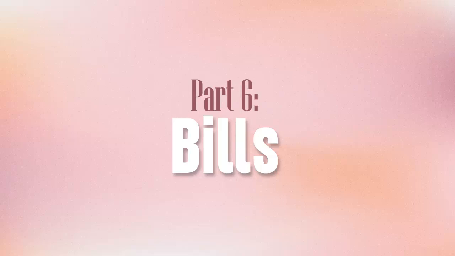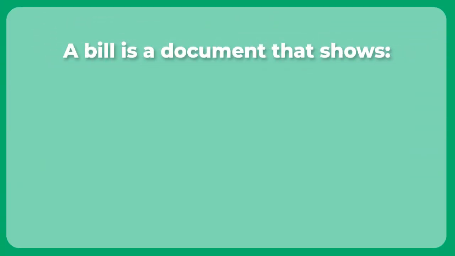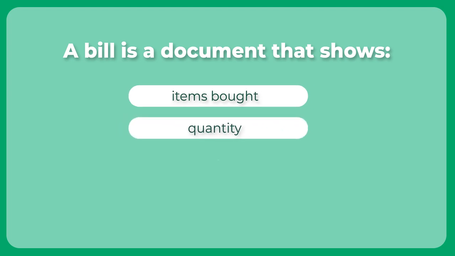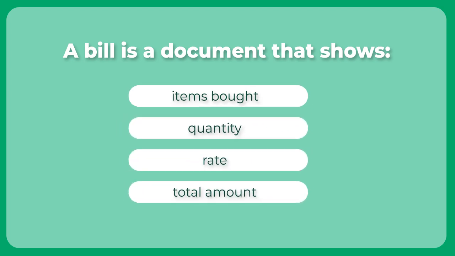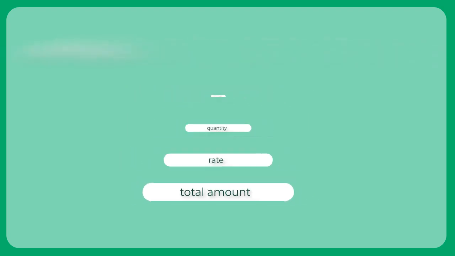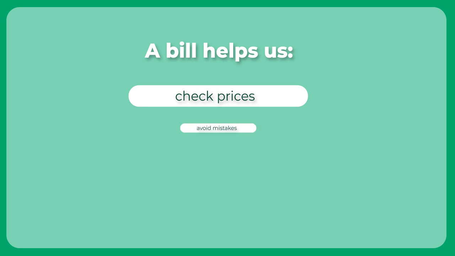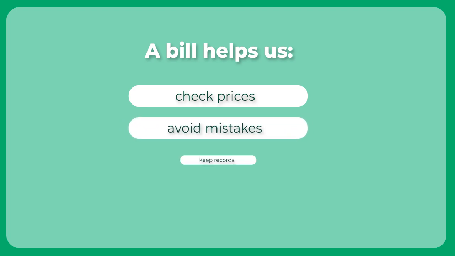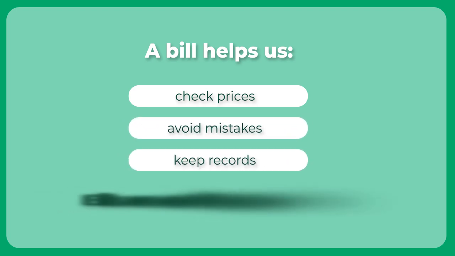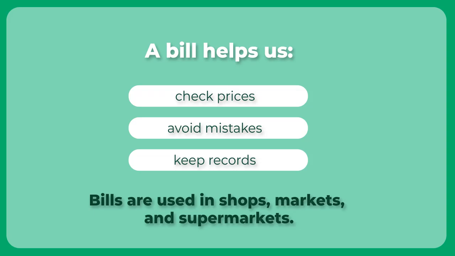Part 6. Bills. A bill is a document that shows items bought, quantity, rate, and total amount. A bill helps us to check prices, to avoid mistakes, to keep records. Bills are used in shops, markets, and supermarkets.